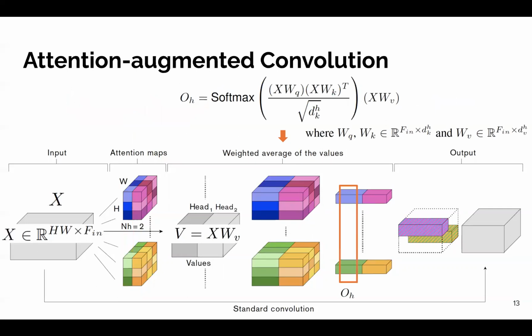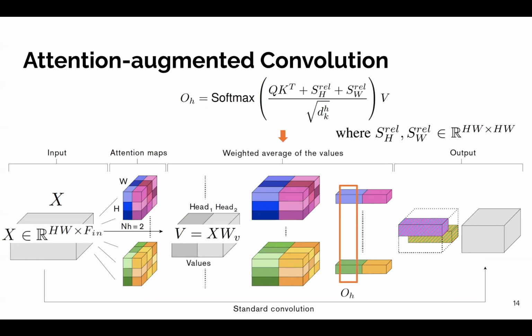Computationally, weighted averages of the values for each head can be calculated by scaled dot-product attention as OH. But the authors additionally apply relative positional encodings because it is a desirable property to satisfy translation equivariance while not being permutation equivariant when dealing with images.